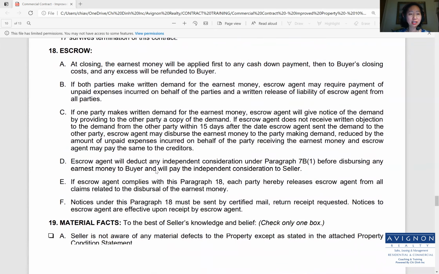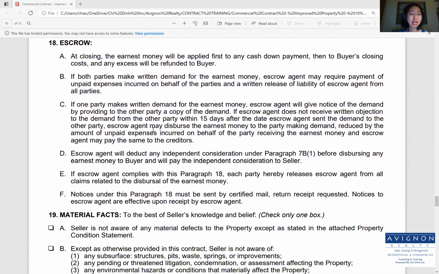Paragraph 18, escrow, A through F. At closing, the earnest money would be applied first to any cash down payment and then to buyer's closing costs, and any excess will be refunded to buyer. So this is going to go through what happened regarding escrow.